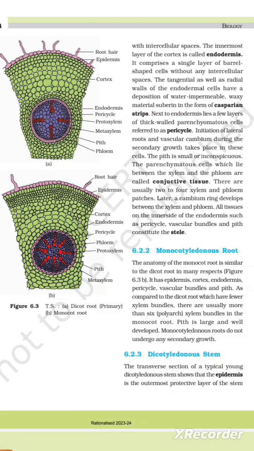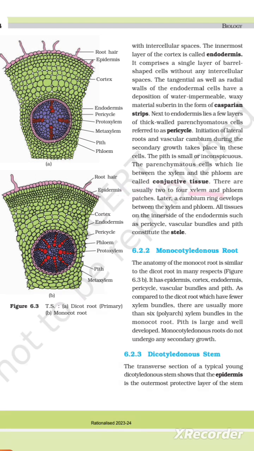Next to the endodermis lie a few layers of thick-walled parenchymatous cells referred to as pericycle. Initiation of lateral roots and vascular cambium during secondary growth take place in these cells. The pith is small and inconspicuous. The parenchymatous cells which are between the xylem and phloem are called conjunctive tissue.